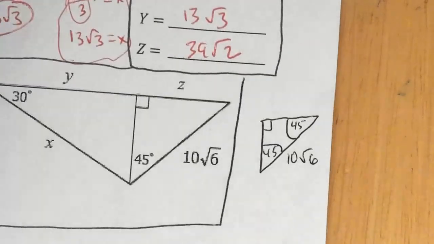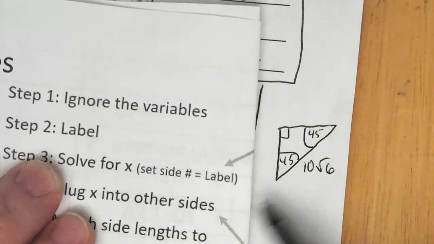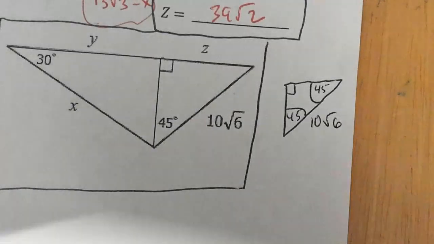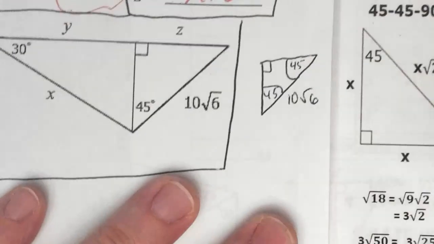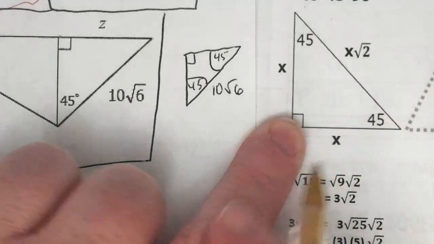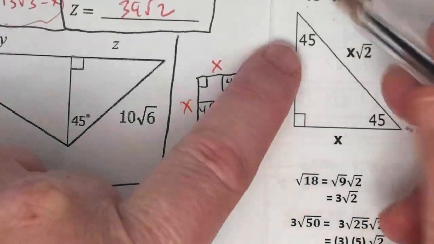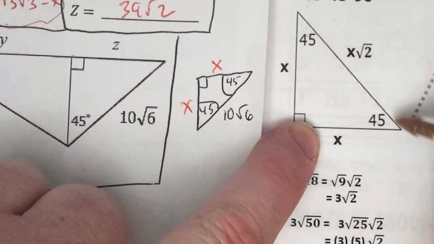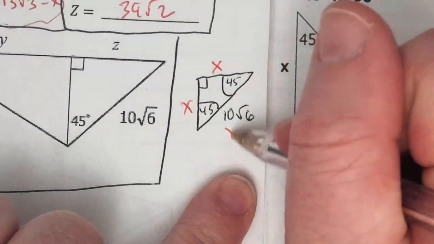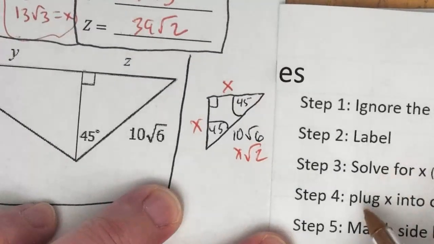That'd be perfect. Okay, and then step number 2, label. So this is a 45, 45, 90, right? So for a 45, 45, 90, we have, if we put our finger on the right angle, that's x and x. So x and x. And between the 45 and the 45, the one side left over is x radical 2. So this is x radical 2.